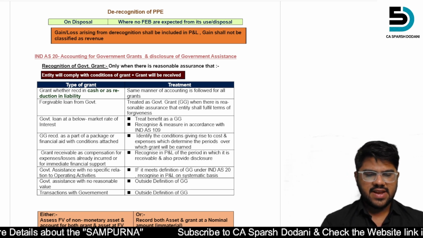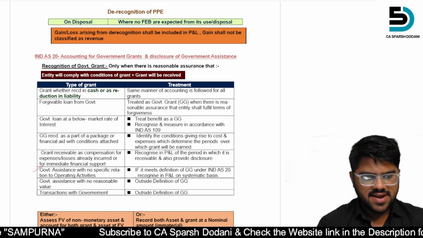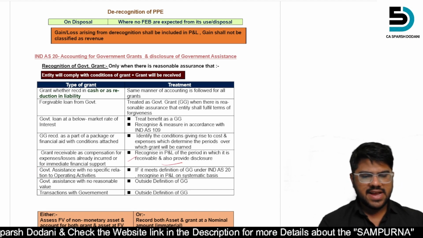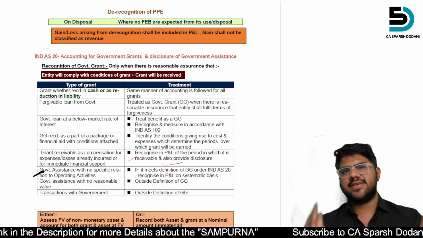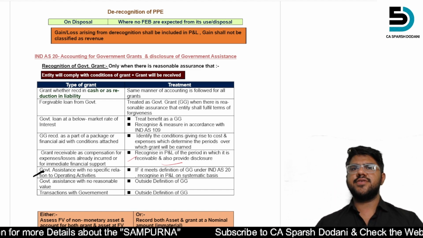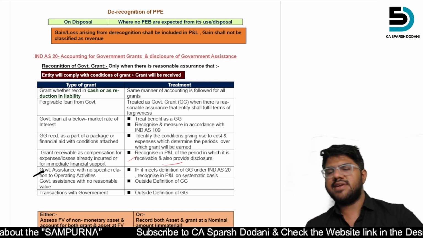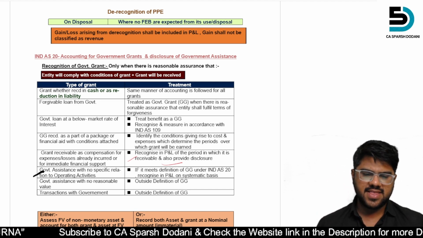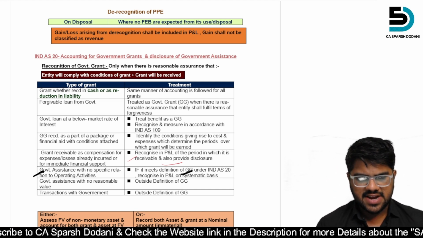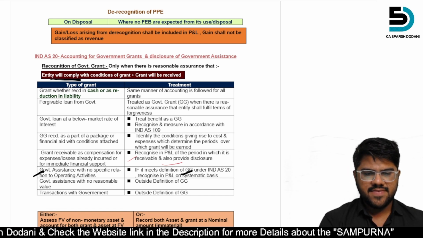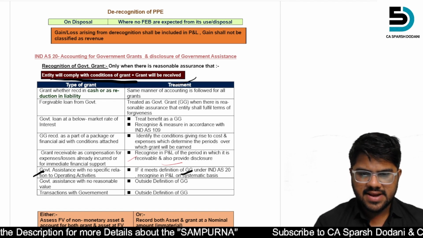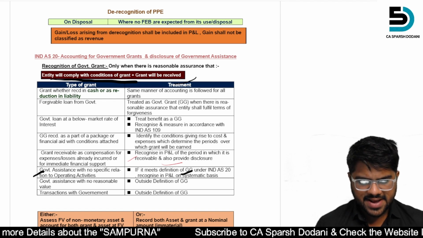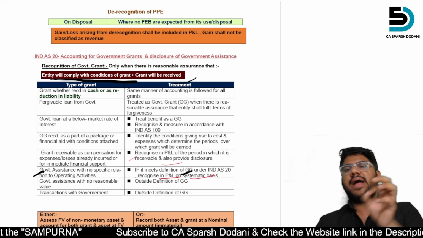Government assistance with no specific relation to operating activities. So it would be the government assistance with no specific relation to the operating activities. Was it related to the operating activity? No. It was given for the expenditure incurred by the company for the Swachh Bharat Abhiyan. So it meets the definition, yes, it will comply with the condition and the grant will be received, both are certain. Then under Ind AS 20, recognize in PNL on a systematic basis.